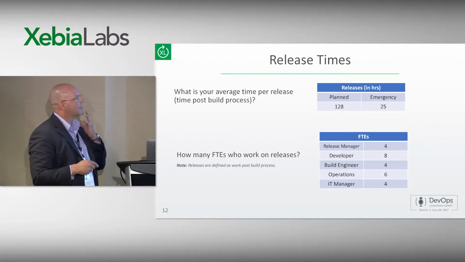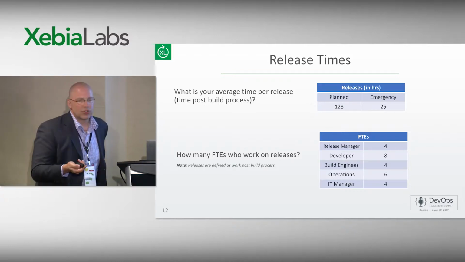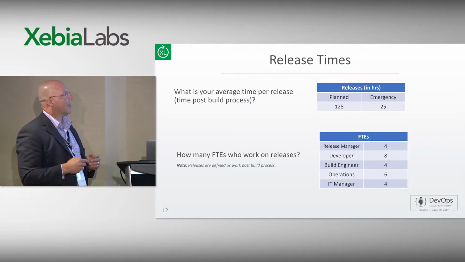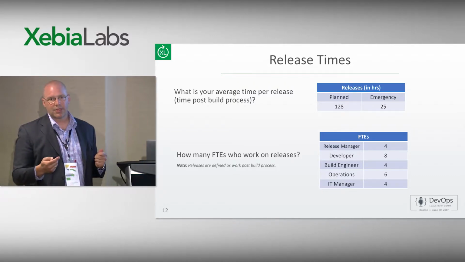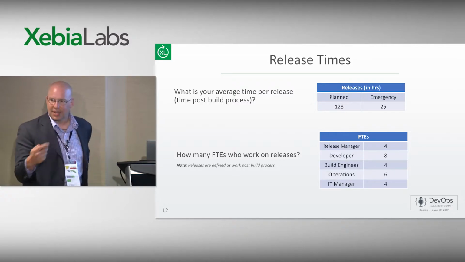So here I've estimated, we'll say a normal planned release is about 128 hours, okay? Total time for all the people, as well as an emergency release, 25 hours. These numbers will vary according to your organization, all right? But you guys see where I'm going?